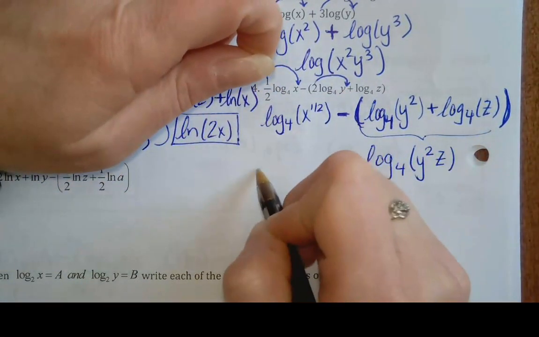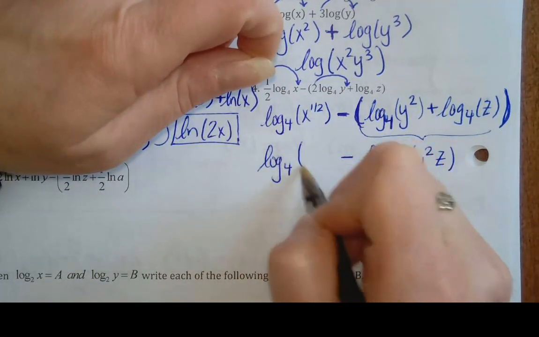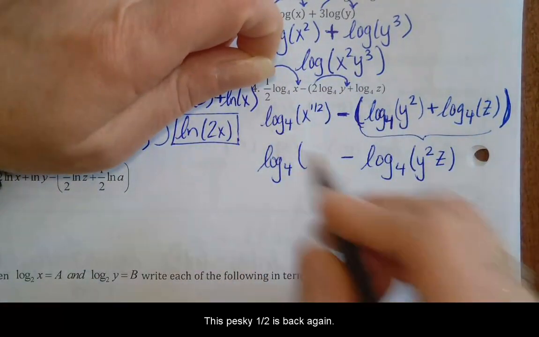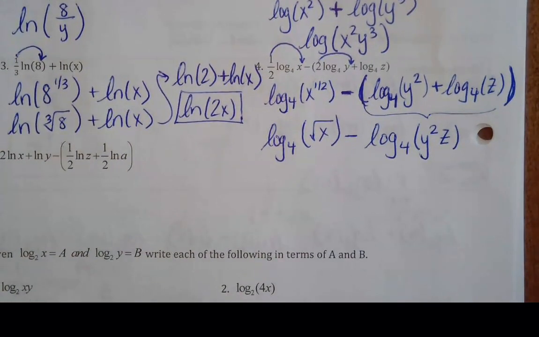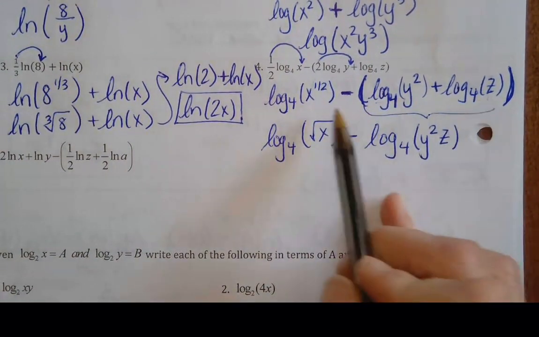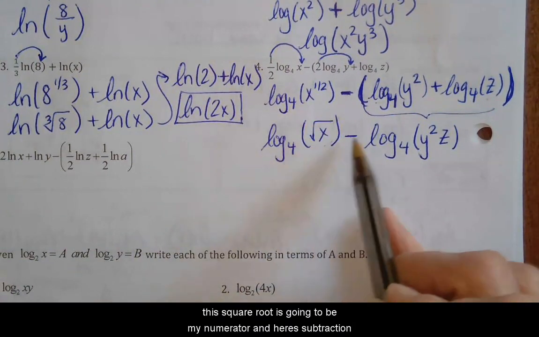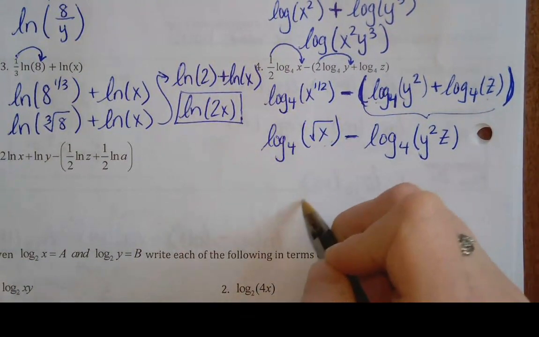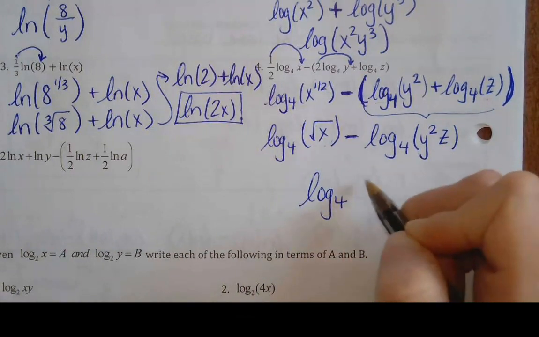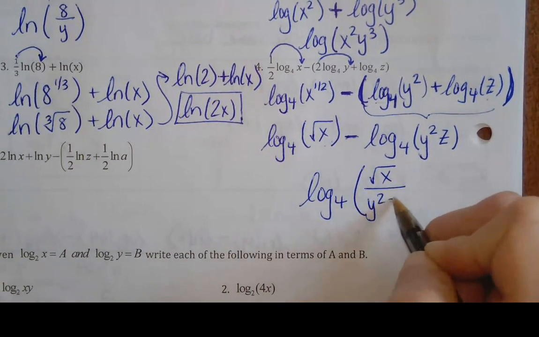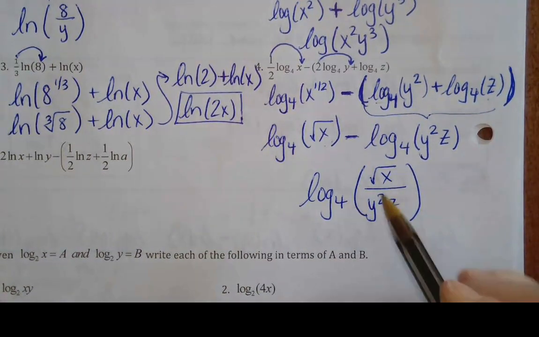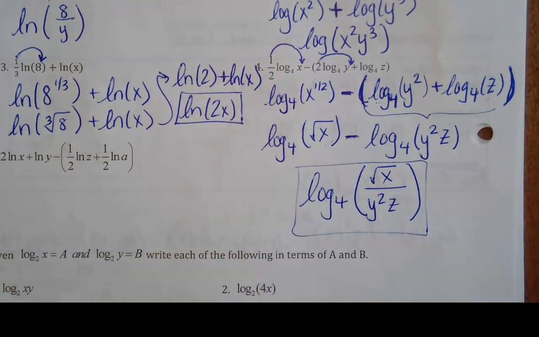And again, this pesky 1/2 is back again. That's the radical x. We know that's a square root. And so I condensed my denominator. This square root's going to be my numerator. Here's subtraction, so we'll write the word log only once of the top divided by the bottom. You do not have to write the word log more than one time when you're condensing. So that would be your final answer.